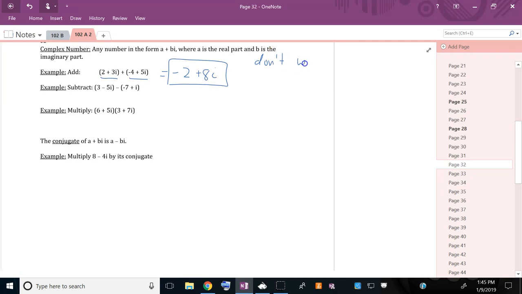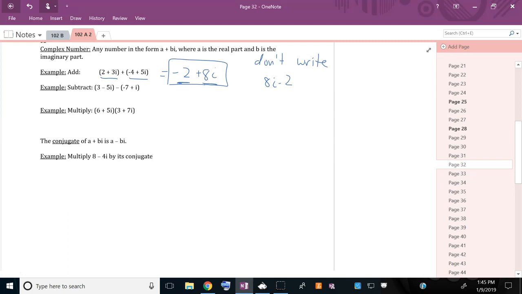However, we don't want to write that as 8i minus 2 because we always want the real part first and the imaginary part second. So make sure to enter it like that for the homework, otherwise it will be marked as incorrect.